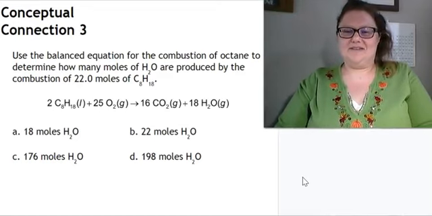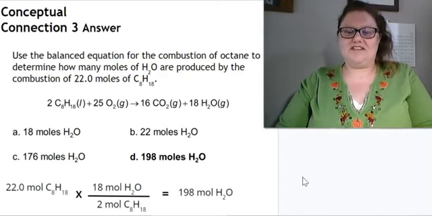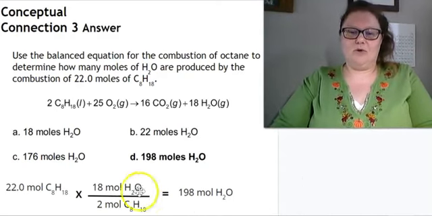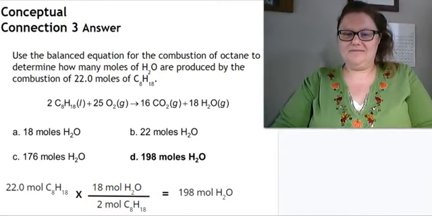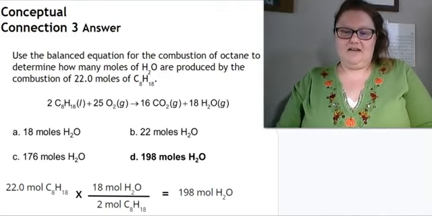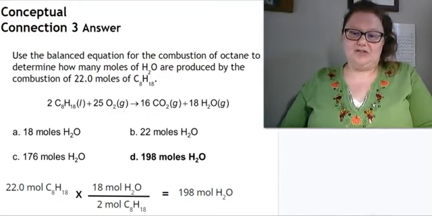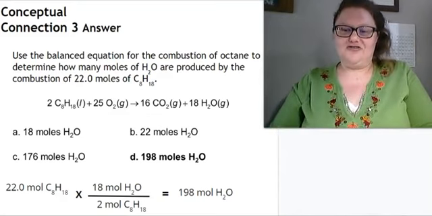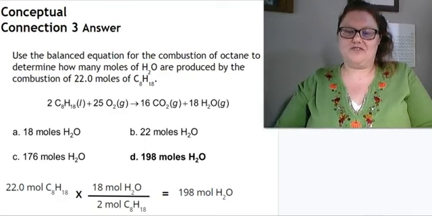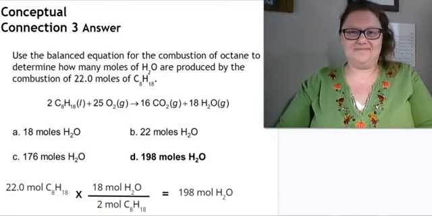Okay, so you had some time to think about this equation. How many moles of water are we going to make? Well, if we set this up using our mole-to-mole ratio from the coefficients in the balanced equation, we're going to have 22 moles of octane multiplied by 18 moles of water, and then divided by 2 moles of octane, and we're going to get 198 moles of water produced. So the answer was D.